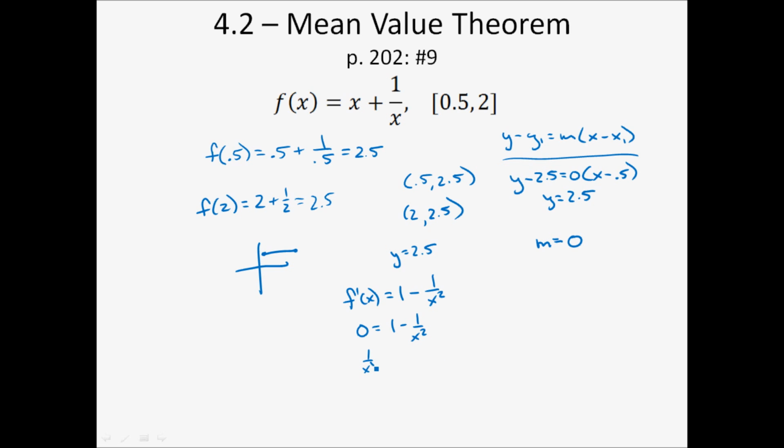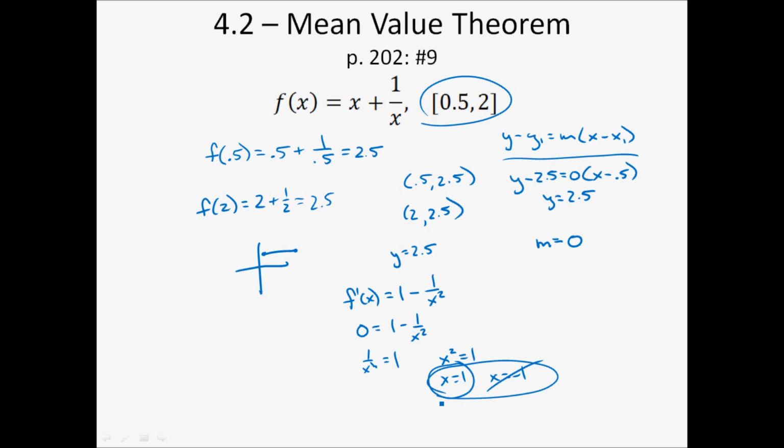So 1 over x squared equals 1. So x squared equals 1. So x could be 1 or x could be negative 1. All right, so we want to consider both of these points except for the fact that our domain is limited, right? So we don't need to consider x equals negative 1. It is a critical point in this case because it makes the derivative equal 0, but it's not within our domain, so we don't have to worry about it in this problem. What we do want to worry about is x equals 1. So when x equals 1, the slope of the tangent line, the instantaneous rate of change, is 0.